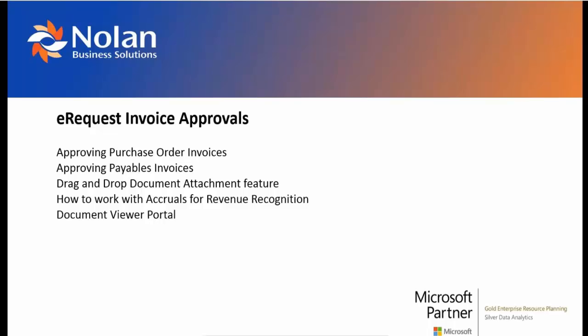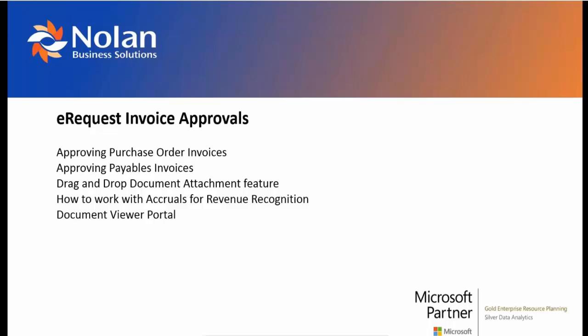So we're going to begin by looking at approving purchase order invoices in the payables module. These are invoices that have been matched to existing POs. Then we'll look at approving payables invoices. These are ad hoc standalone invoices that are not matched to purchase orders. We'll also have a look at the drag and drop document attach and some of the benefits involved in that.